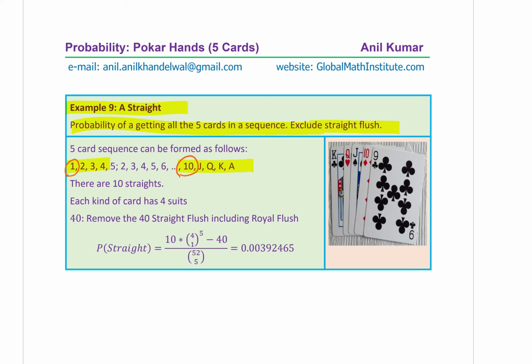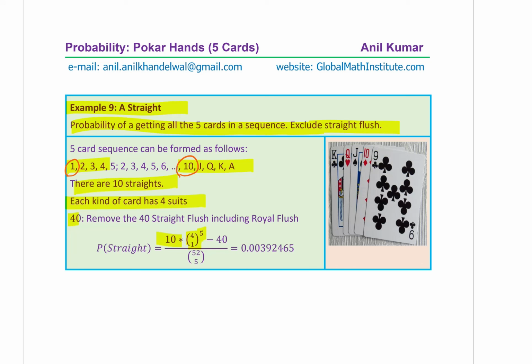So we can see that there are 10 straights, correct? And each kind has a card from four suits, correct? Because every card in between in these 10 straights could be from one of the four suits. It could be from spades, hearts, diamonds, or clubs, right? So that makes it 10 times 4 choose 1 to the power of 5.